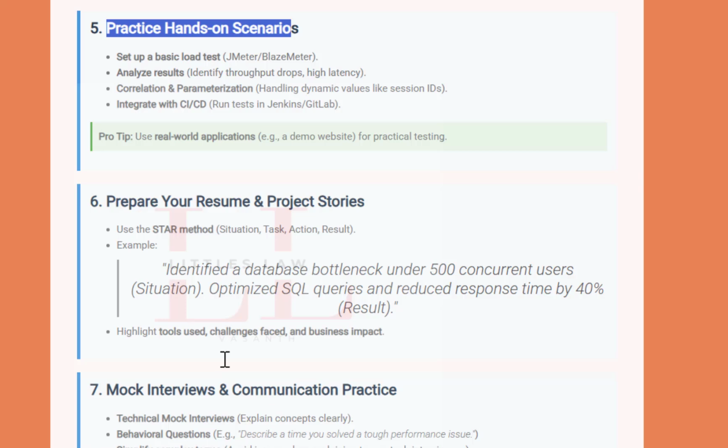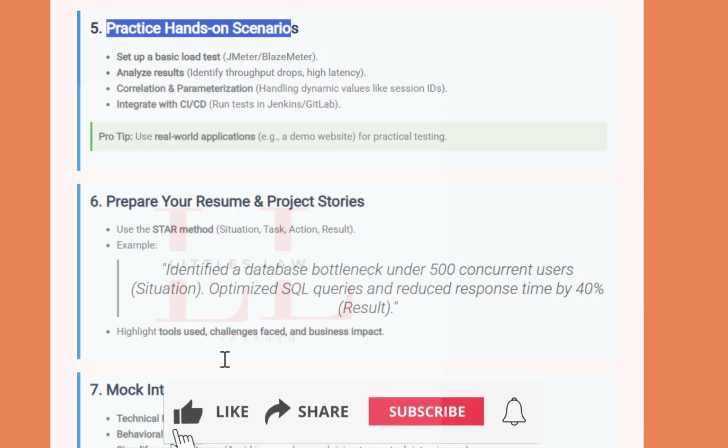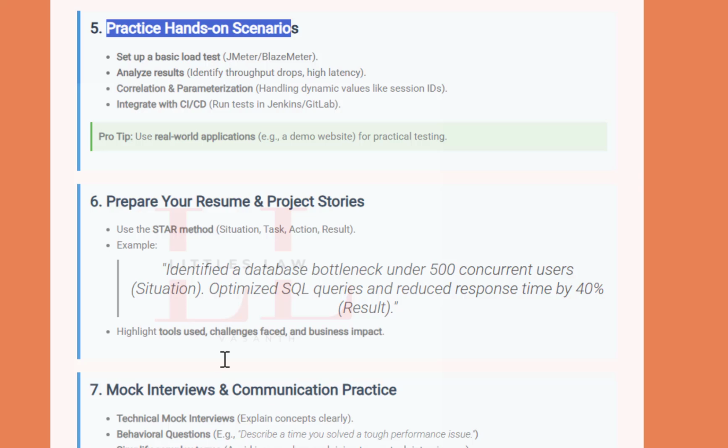where I use in several places where I say that I identified a database bottleneck while testing an application with 500 concurrent users. That's the situation, and then my task was to optimize the response times. So I analyzed the slow queries and reworked them for efficiency, and that was the action that I have taken. Because of that action, it resulted in a 40% reduction in response time and improved the customer satisfaction, and that is the result. So this is the situation, task, action, and result.